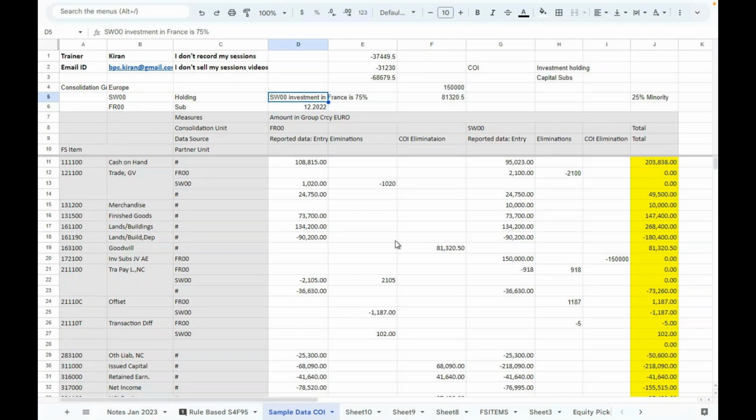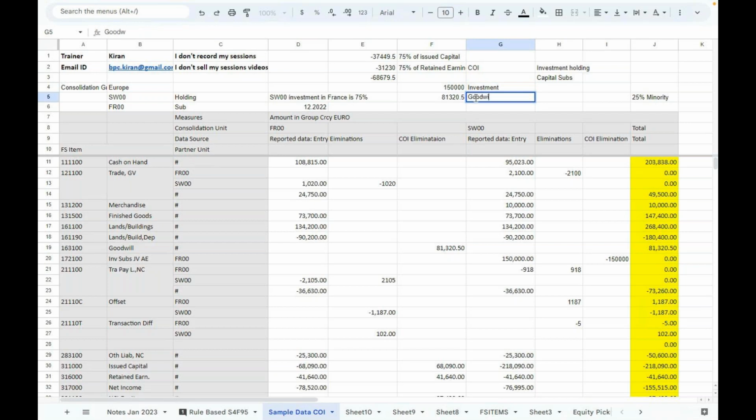Now, this is basically 75% of issued capital, 25% of retained earnings, right? So this is my investment. This is my goodwill.